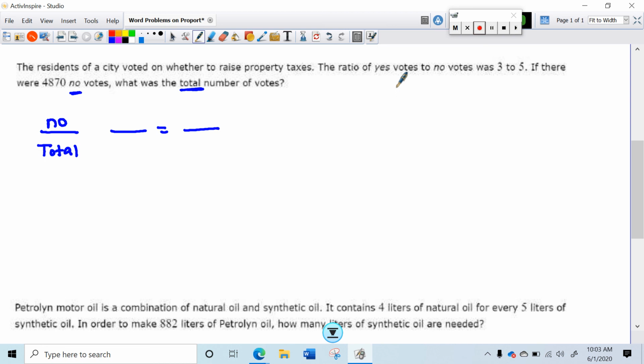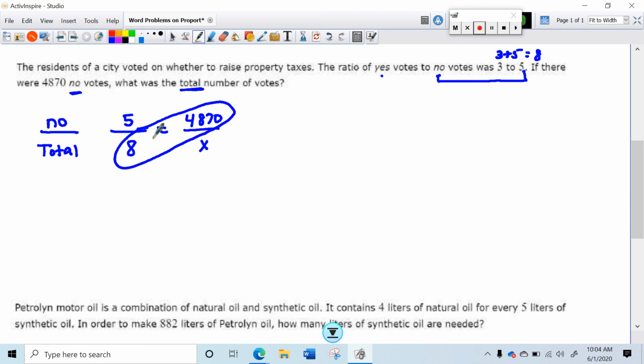Okay, so in the first sentence, see how they have yes first and no second? That means that the 5 goes with the no. So 5. And the total out of those, 3 plus 5 equals 8. The total is 8. Now, for the question itself, there were 4,870 no votes. So that goes where the no is on the top. And we don't know the total. I can call it X. I can do whatever I want with it.